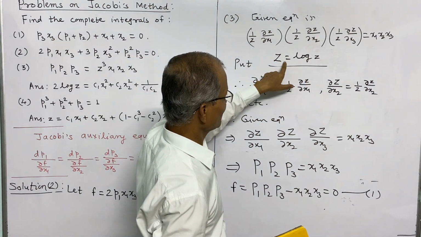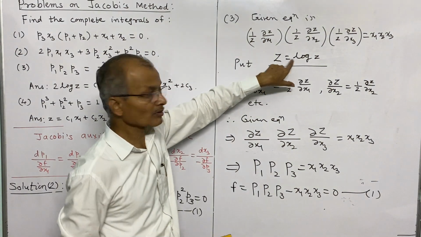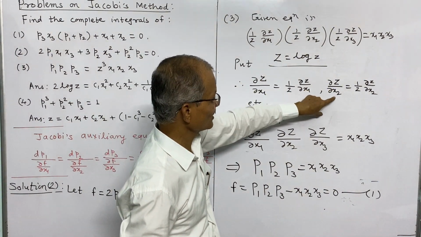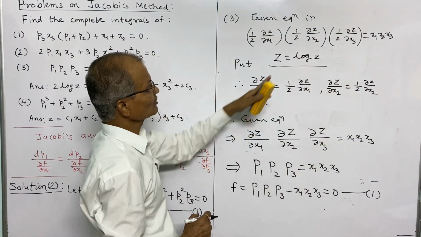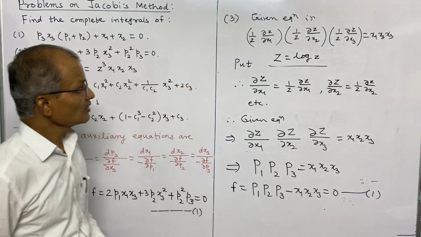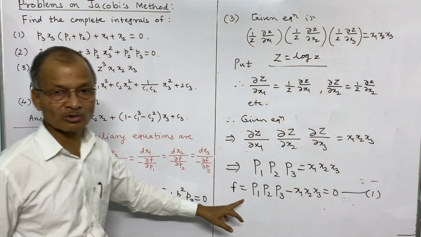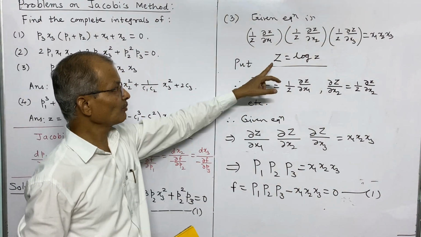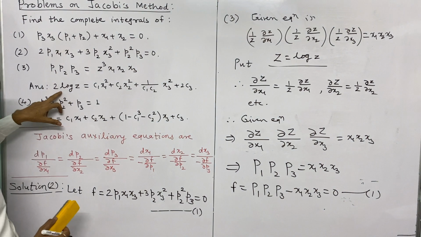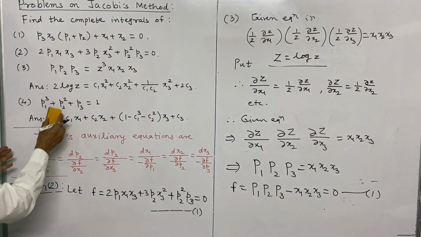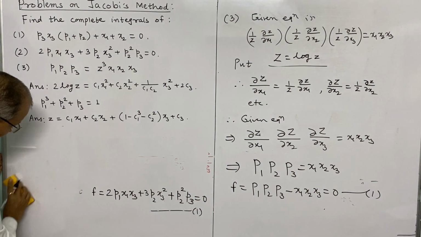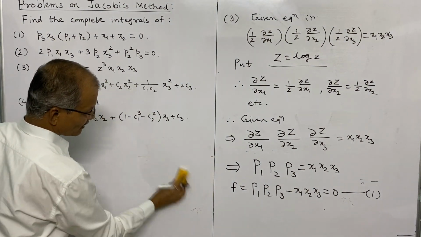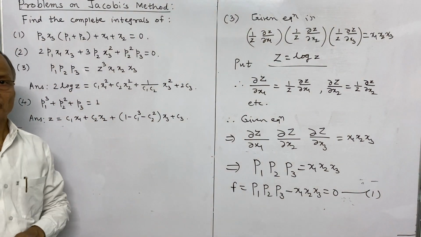The derivative of capital Z with respect to x2 will be 1 by z dou z by dou x2, and so on. And then this follows. So finally we get the solution in terms of capital Z and put capital Z equal to log z. So this will be the answer. And this last problem is very simple. You can solve it easily. So please try to solve these problems yourself. Thank you.